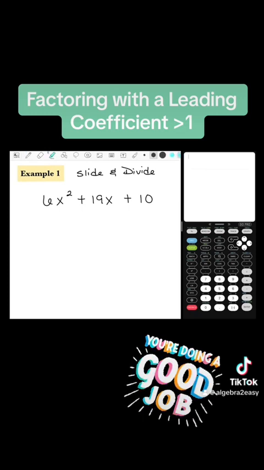So what we're going to do first is take A times C and multiply these values together. This is the slide part of the example. So we're going to bring down the x squared, bring down the 19x, but then you're going to take 6 times 10, and we get plus 60.